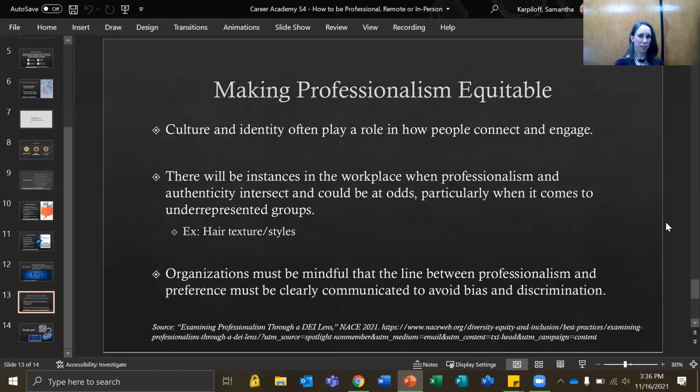And lastly, this is for employers to keep in mind, but they need to be mindful that the line between professionalism and preference must be clearly communicated to avoid any bias and discrimination. So these are good things for all of you who will be applying to internships and jobs to keep in mind and to look out for when you are going through the application process. For more info, make sure to stay tuned for the workshop, I think it's November 30th, and we'll be able to speak a lot more to all of these things then.